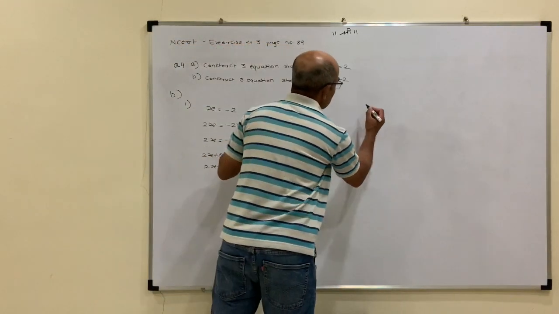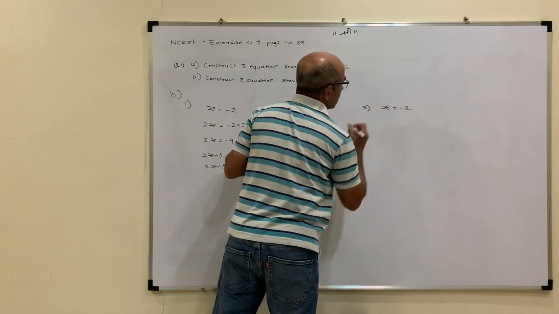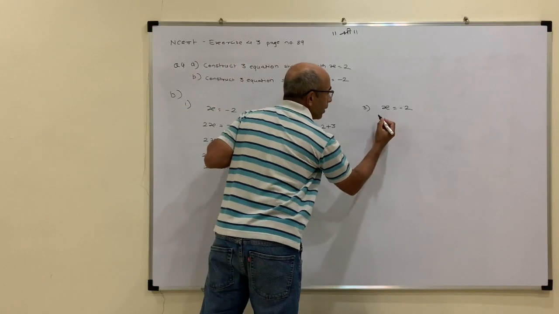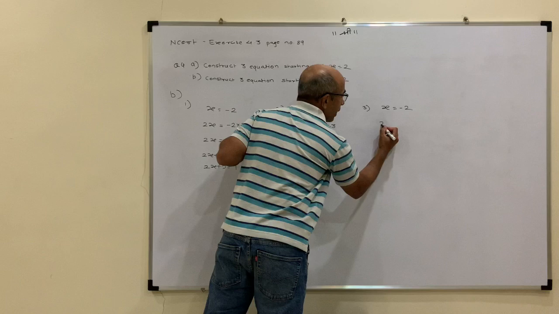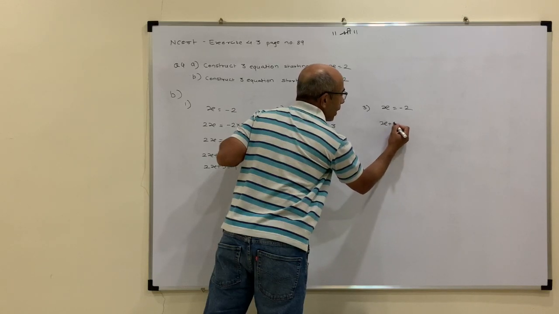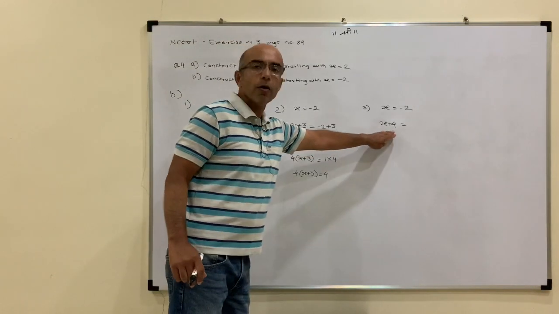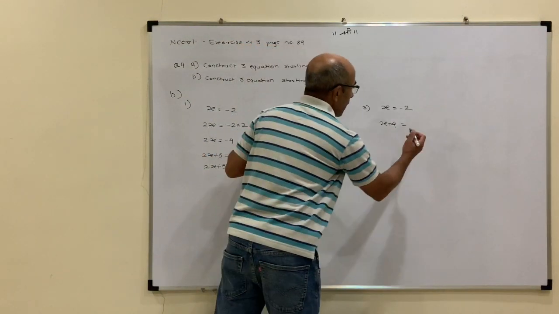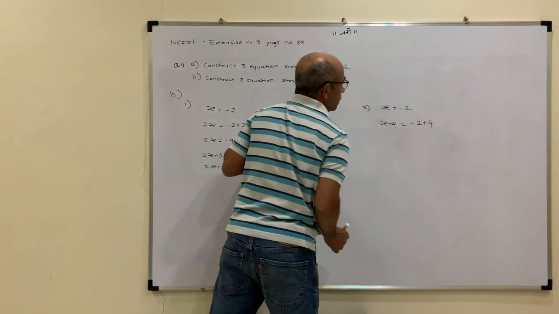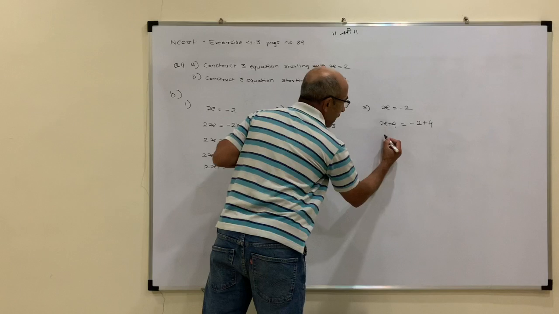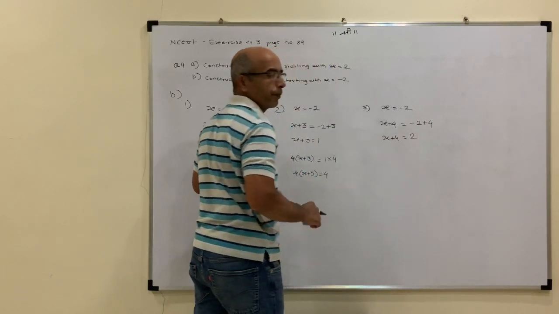Now let's look at my third equation, x equals minus 2. Now I am adding 3 to x, or let's say I'll add 4 to x. So x plus 4. Since I've added on the left hand side, I need to add on the right hand side as well, so minus 2 plus 4. So my answer will be x plus 4 equals plus 2.